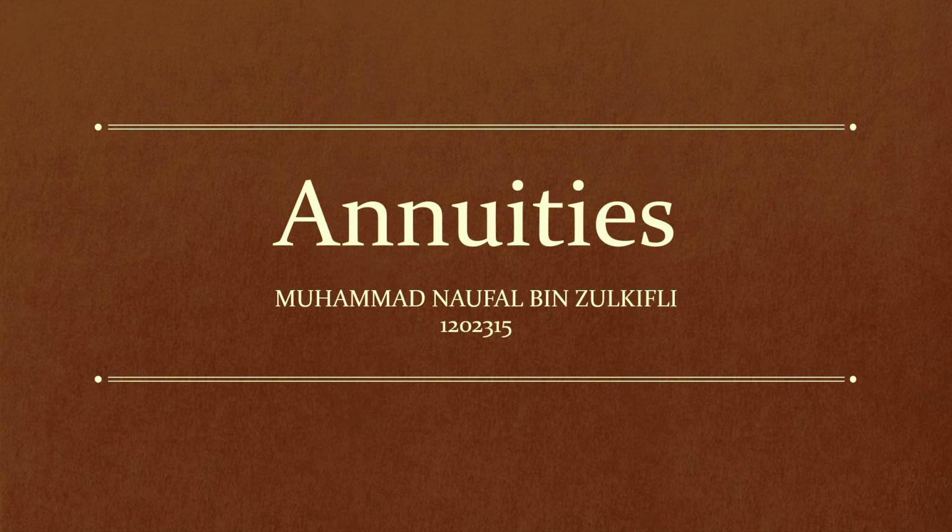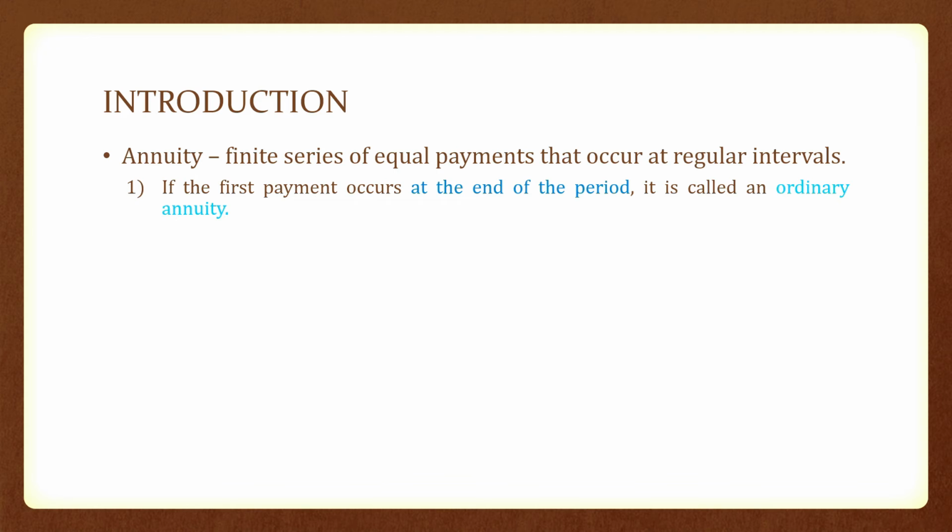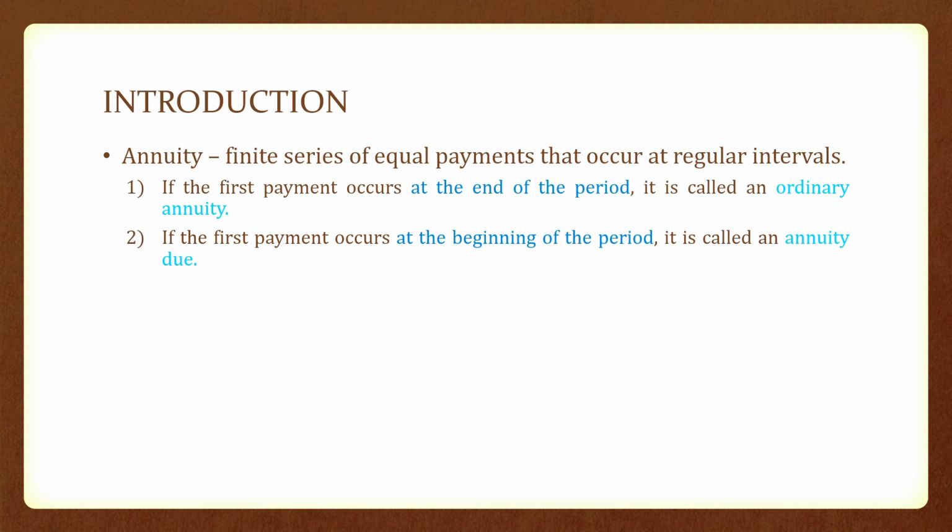In this video, I will talk about annuities. Firstly is the introduction. An annuity can be defined as a finite series of equal payments that occur at regular intervals. There are two types of annuity. First, if the first payment occurs at the end of the period, it is called an ordinary annuity. And second, if the first payment occurs at the beginning of the period, it is called an annuity due.